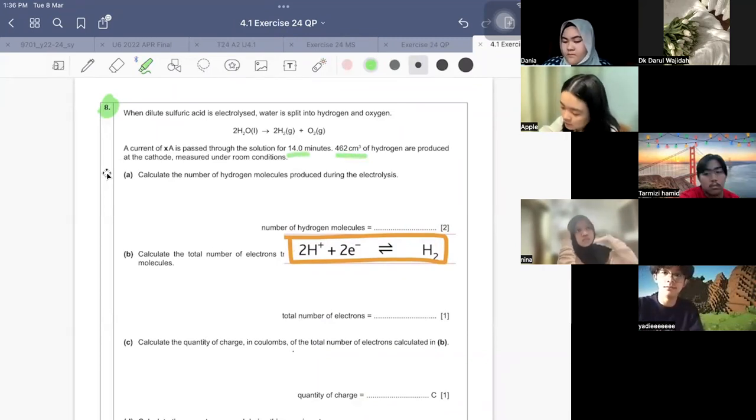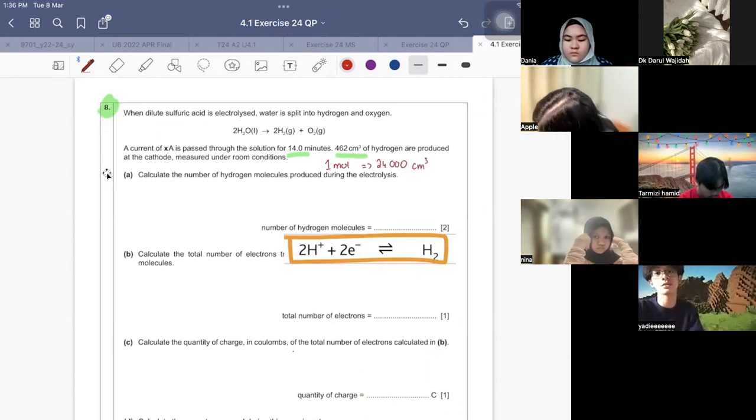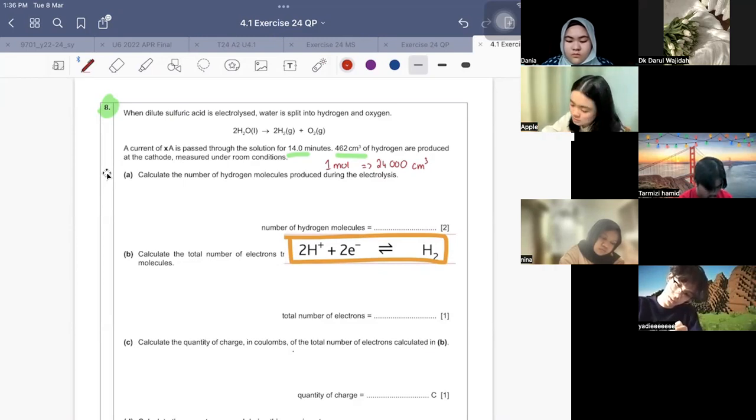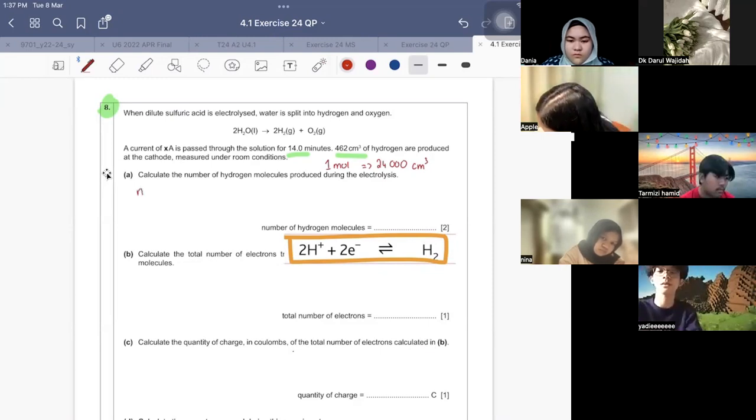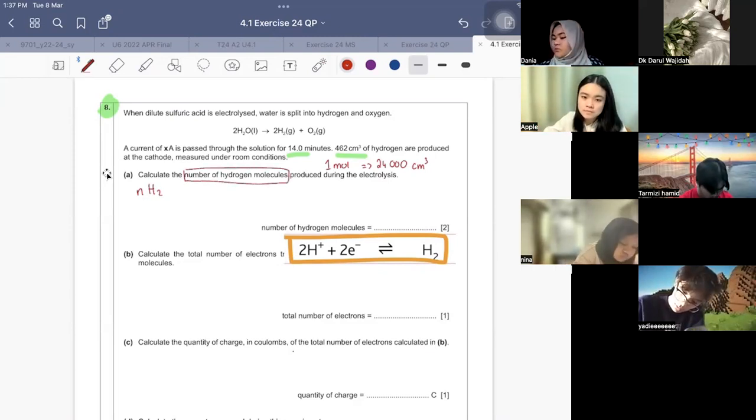measured under room conditions. Okay, so that means at room temperature and pressure, you must remember this: 1 mole of any gas will occupy 24,000 centimeter cube of volume. All right, so calculate the number of hydrogen molecules produced during the electrolysis. So to find the number of hydrogen molecules, you want to find the number of moles of hydrogen first, okay? And then only the actual number of hydrogen molecules.